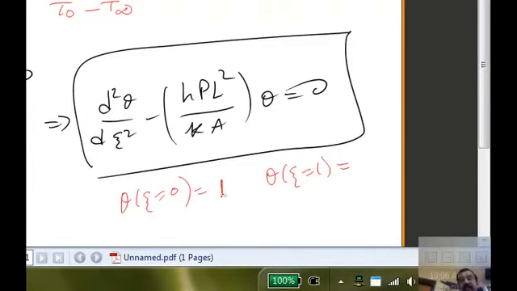When x equals L, we saw T is equal to T infinity. So that means psi equals 1, theta is equal to 0. So this is case A for the second boundary condition. What would be the case B?